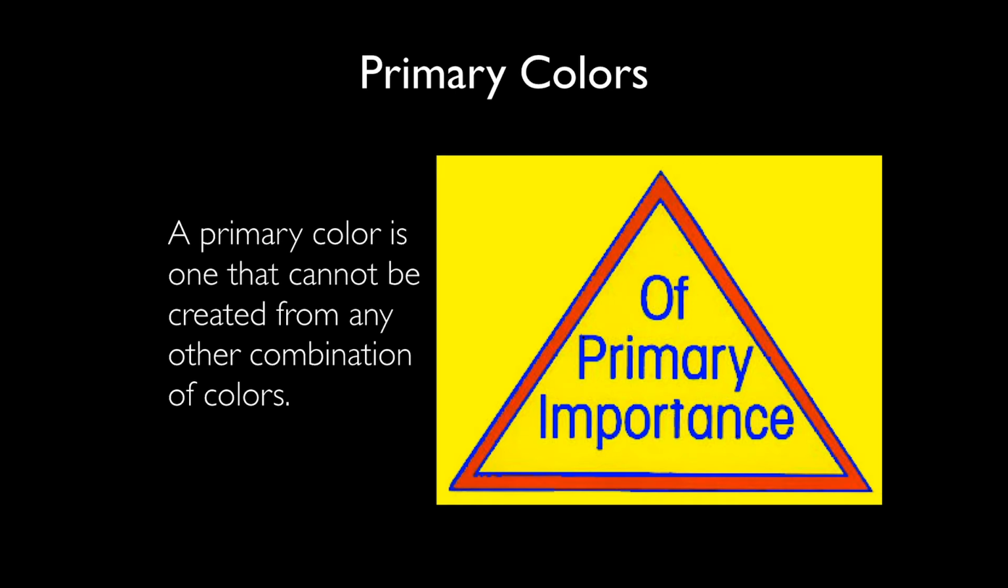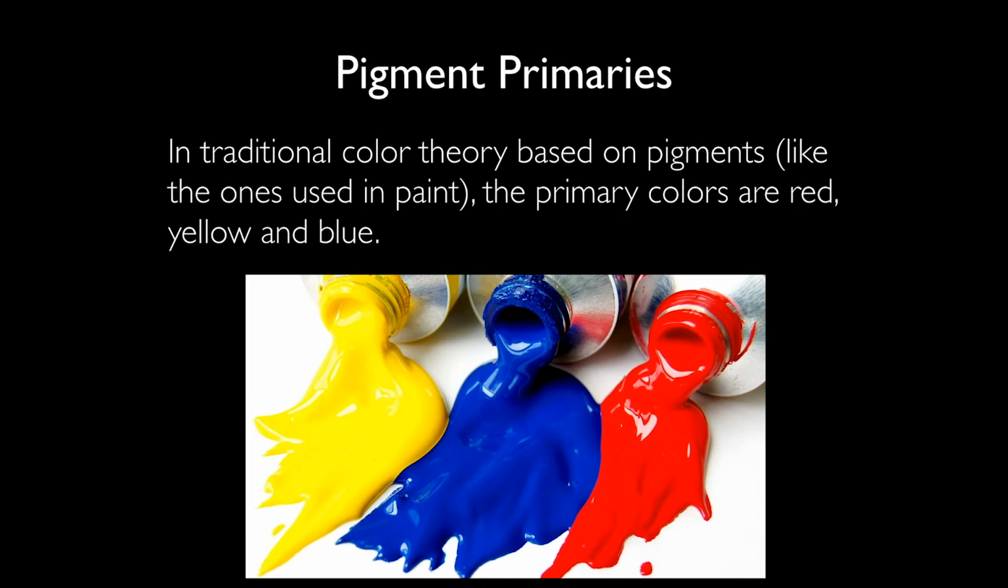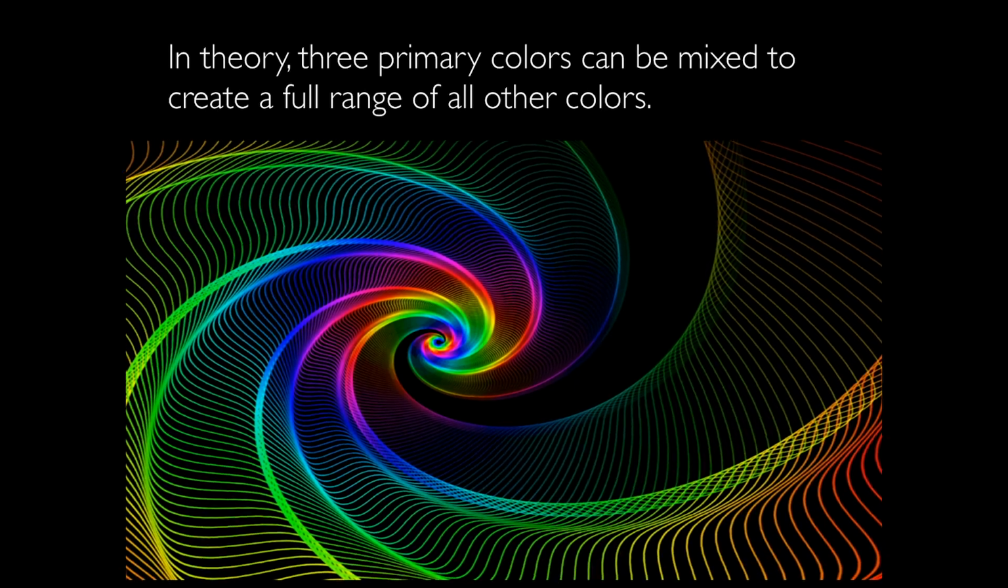They have to start out as the color that they are. There are actually several systems of primaries out there, but what we care about in a physical art class like this one is color that is based on pigment, so color that's based on physical stuff that we can touch. And in that kind of color system, the primary colors are red, yellow, and blue. In theory, primary colors can be mixed to create any other color.